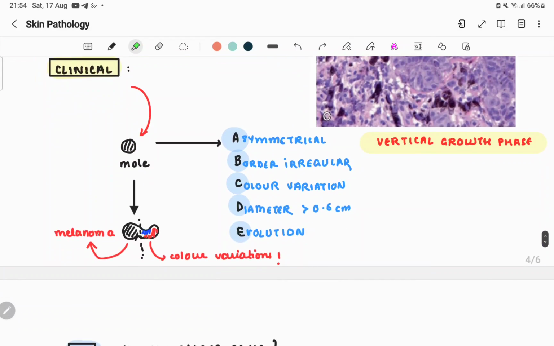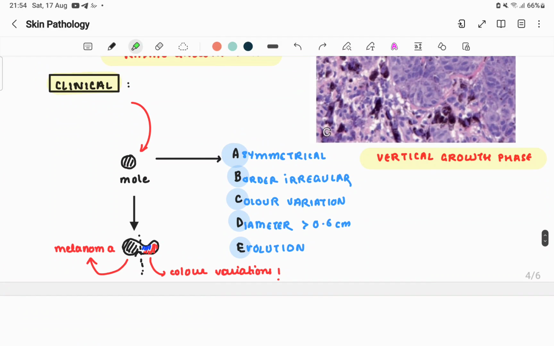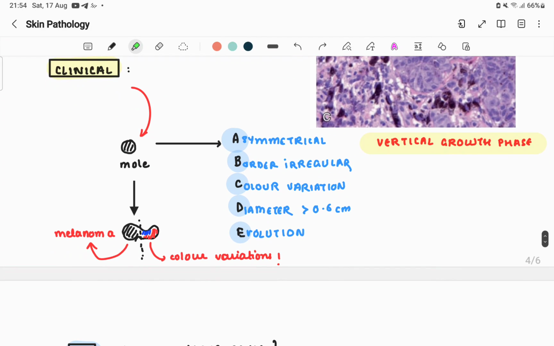So there are similar diagrams. Okay, so what is the clinical? This is a mole and this is a melanoma. Melanoma has a color variation. You can see there is a difference in color. The clinical features of melanoma can be memorized.